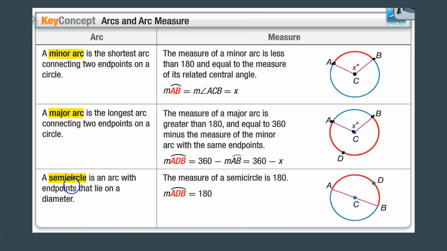Then we have a semicircle, which is an arc with endpoints that lie on a diameter. So the measure of the semicircle is 180 degrees. That forms a straight line, which means they are both equal. So there's no major arc or minor arc. The way we're going to write this is the measurement of arc ADB is equal to 180 degrees.